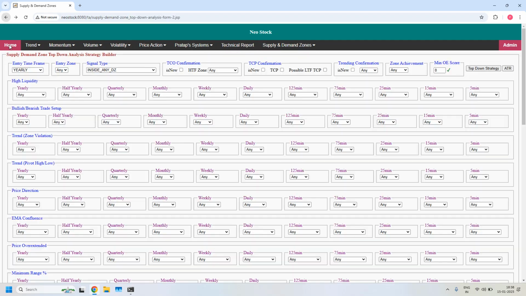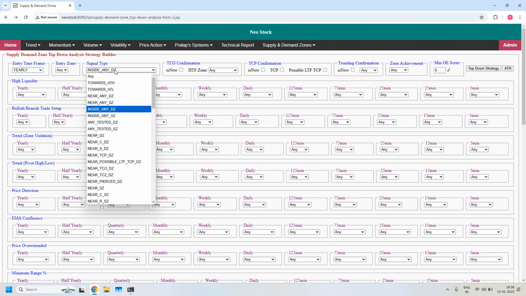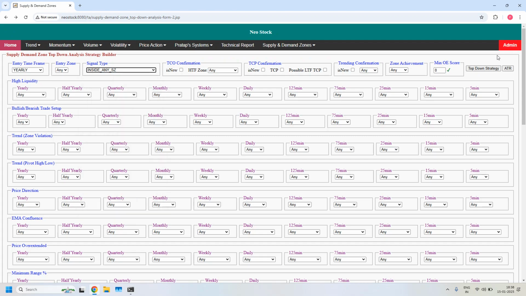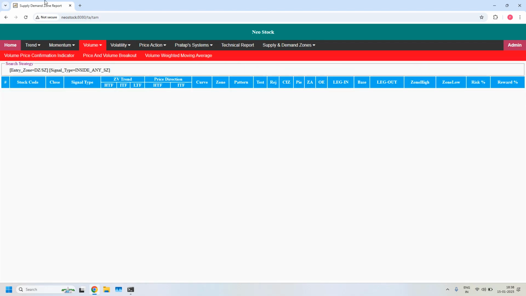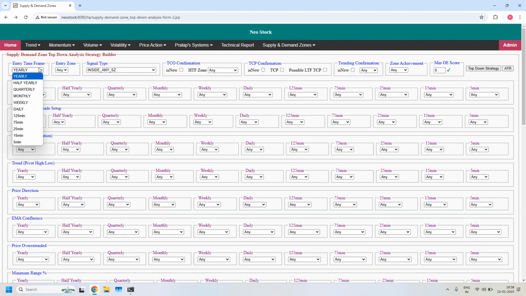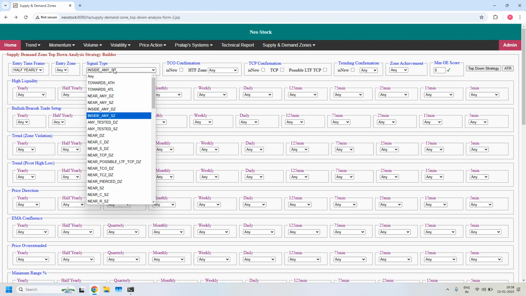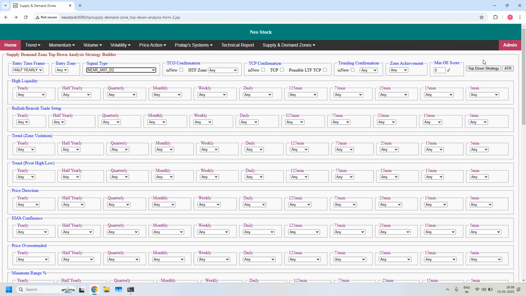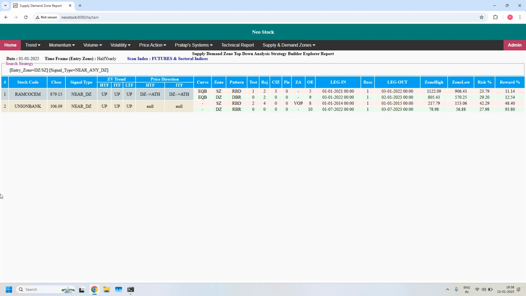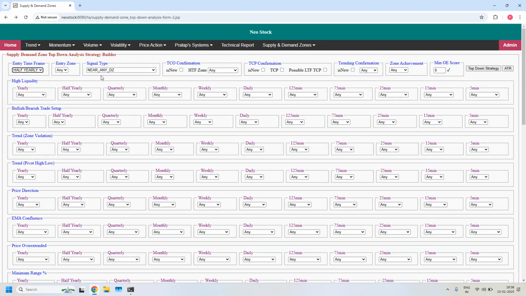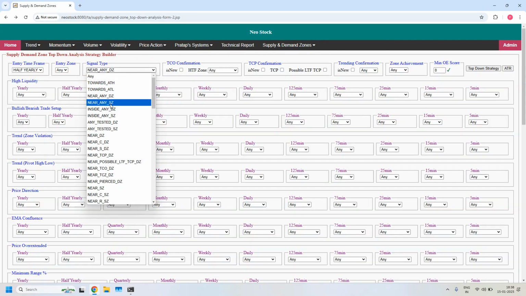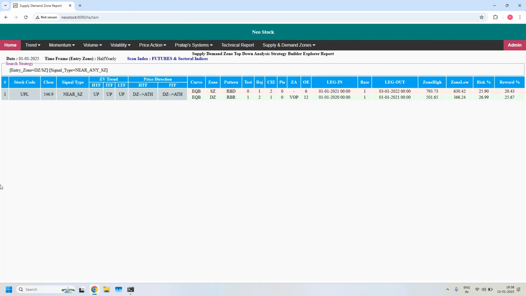Next, yearly time frame. Price closed inside yearly supply zone. We don't have any stocks. Next time frame is half yearly. Stocks near half yearly demand zone. 2 stocks are filtered. Next, half yearly time frame. Stocks near half yearly supply zone. 1 stock is filtered.